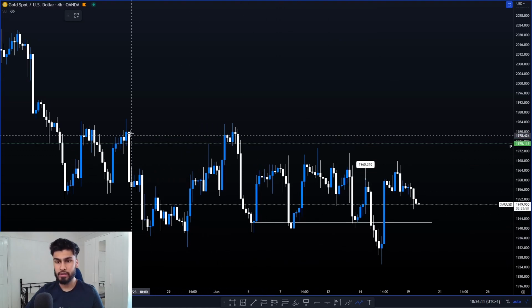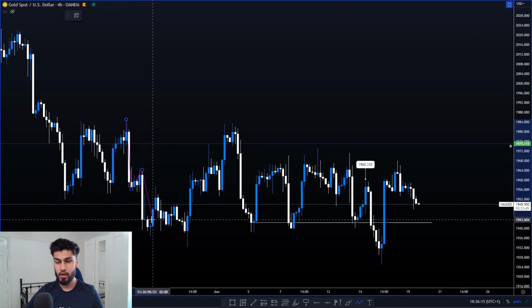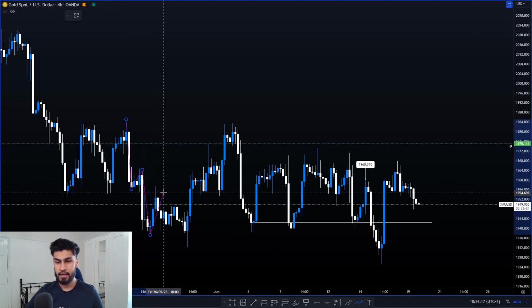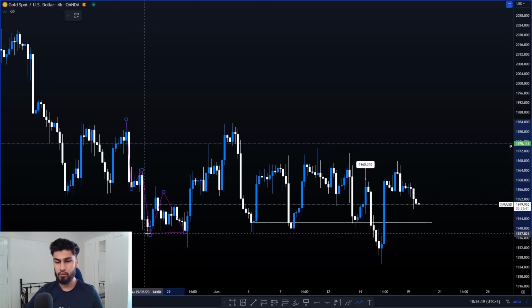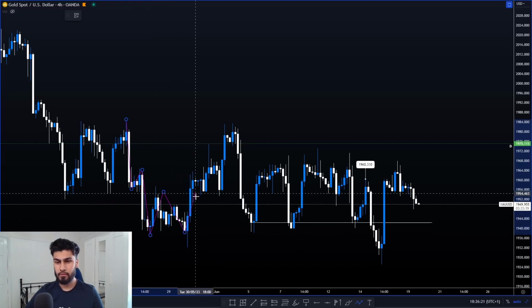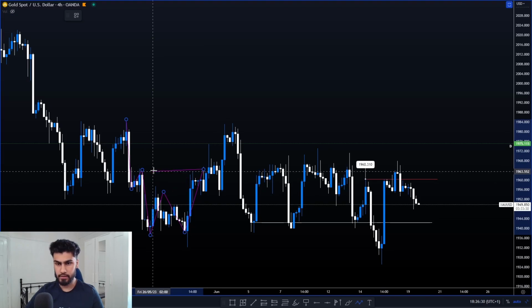So if you go through price action altogether, starting from this point over here, you can see price was in a downtrend, forming lower lows and lower highs, and at this point price bottomed out, forming a double bottom, followed by another push up, breaking structure to the upside. However, as you can see, price was currently respecting this order block right over here.